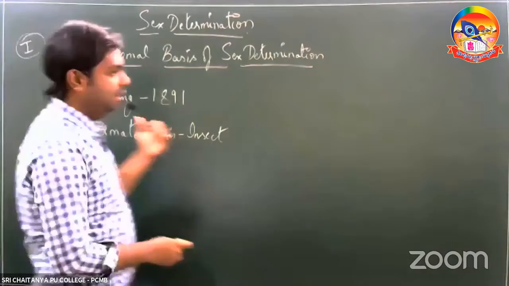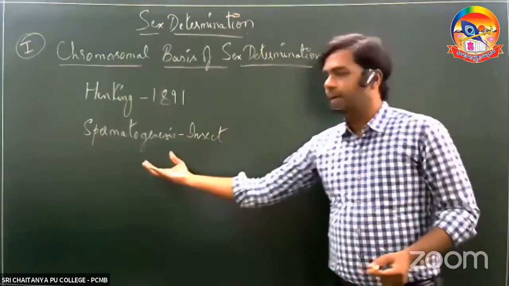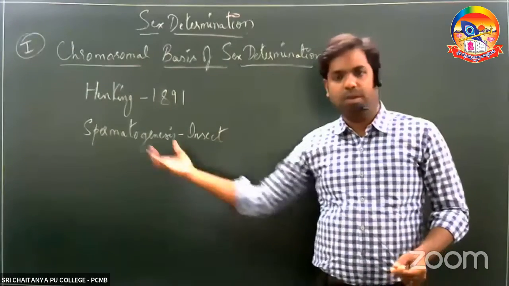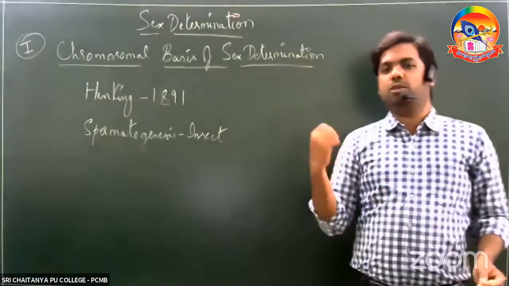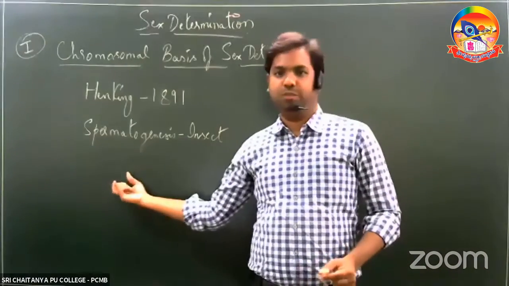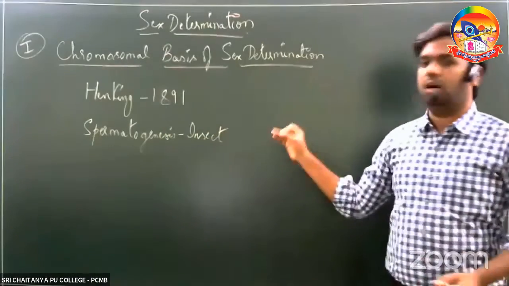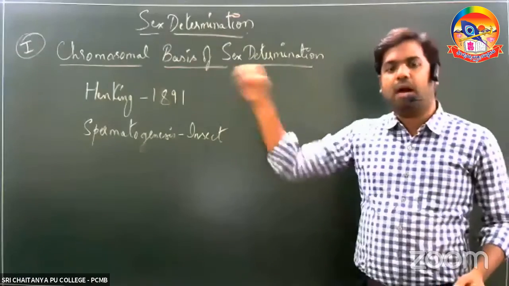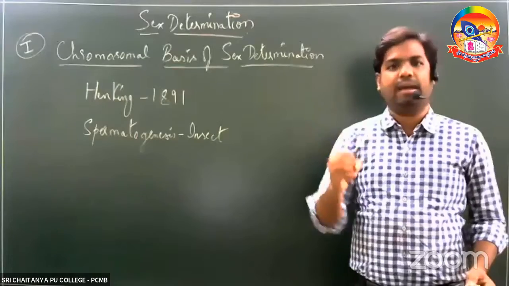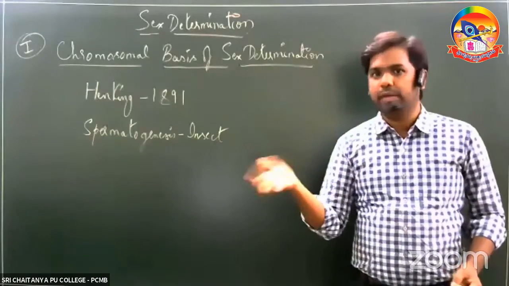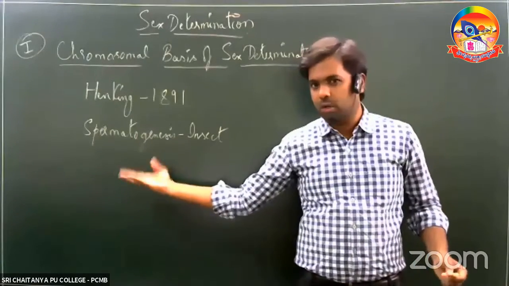Now, what exactly did Henking observe? While working on spermatogenesis in insects, I hope all are familiar with spermatogenesis. It is nothing but the formation of sperms. While working on the spermatogenesis process in insects, Henking observed that 50% of the sperms had an extra chromosome.